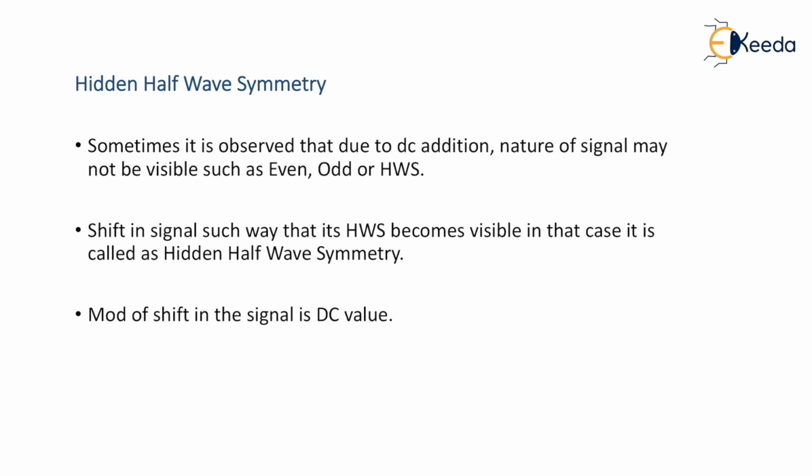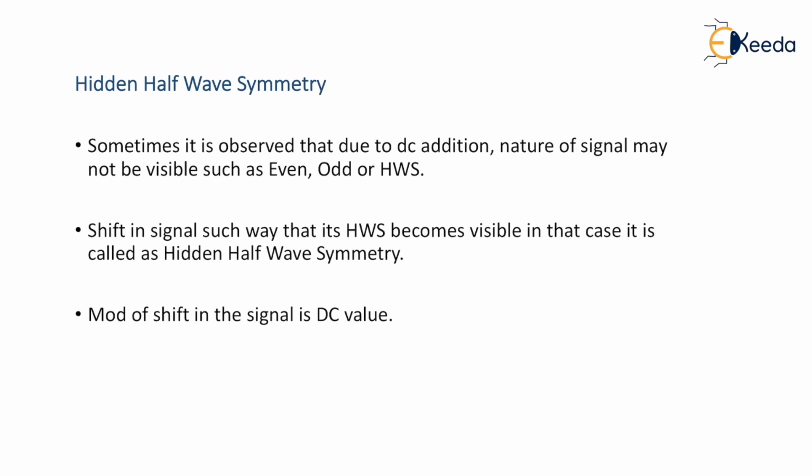Let us see why it is called hidden half wave symmetry. From the name, it is itself clear that this half wave symmetry is not visible because it is hidden. And why is it hidden? Let us understand the first point. Sometimes it is observed that due to DC addition, the nature of the signal may not be visible as even, odd, or half wave symmetric. So what is the meaning of it?